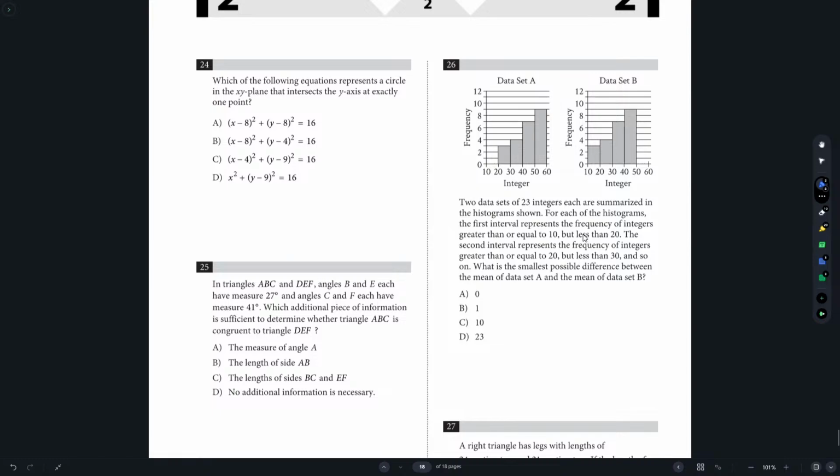Final page. Which of the following equations represents a circle in the xy plane that intersects the y-axis at exactly 1 point? Okay, that means if it intersects at only 1 point, it has to barely touch the y-axis because of how circles are. Looks something like that. So it's probably this. It has a radius that must be equal to however much it's shifted. So this has a radius of 4, so that means it has to be shifted by 4. The only option is B here.